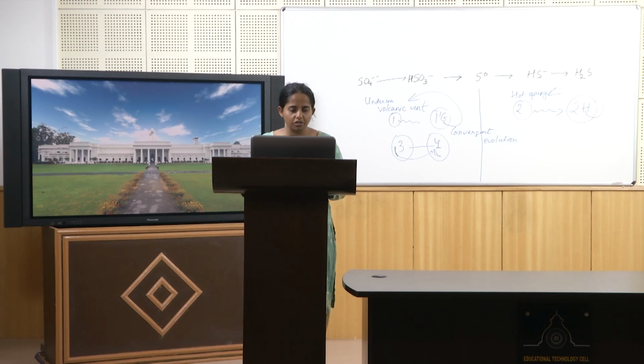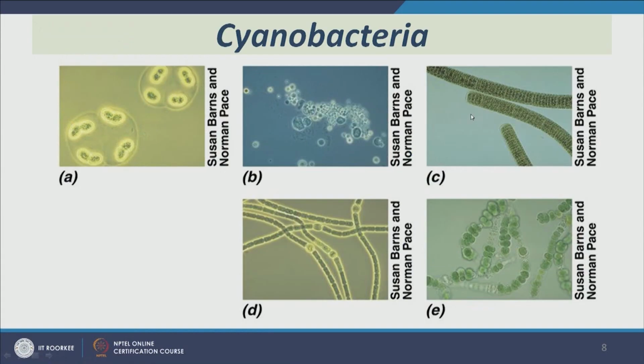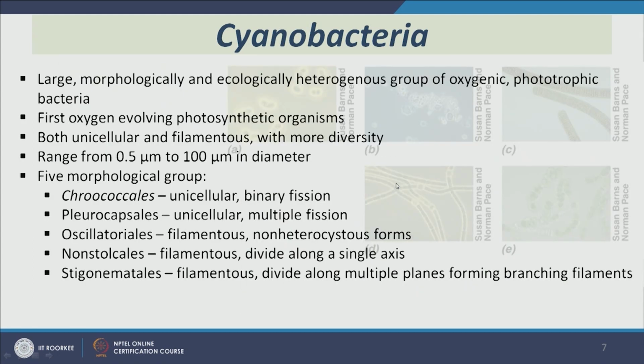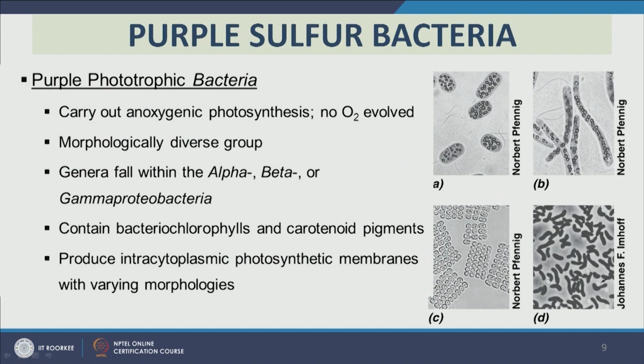Now let us look at the pictures. The first one is an example of the first type, which is unicellular undergoing binary fission. This is unicellular undergoing multiple fissions. This is an example of filamentous, the first form, and the next is filamentous that divide along a single axis. So here it is dividing along a single axis, and here, well, this picture is not very clear, but there are multi branches, multiple axes of division.